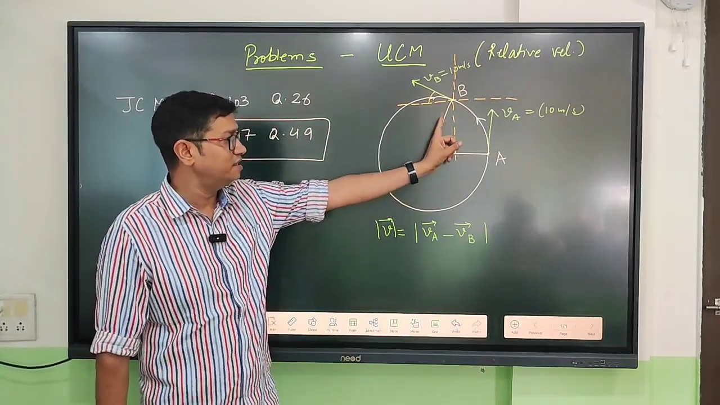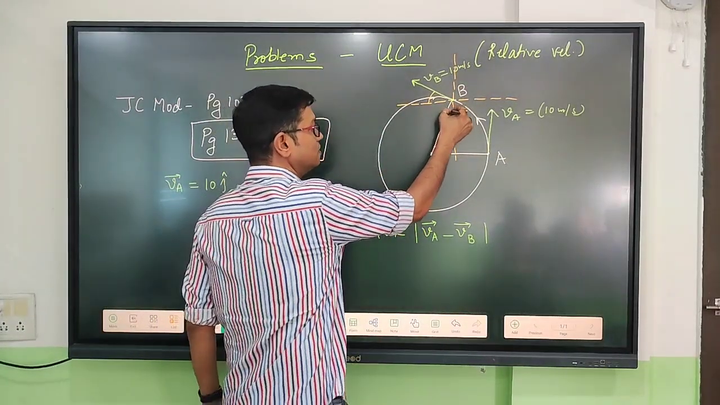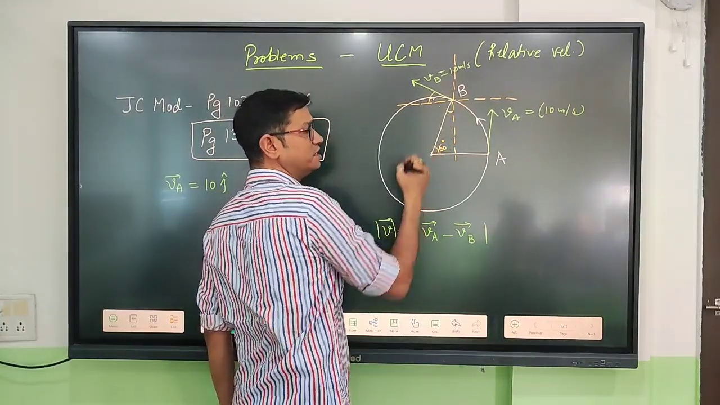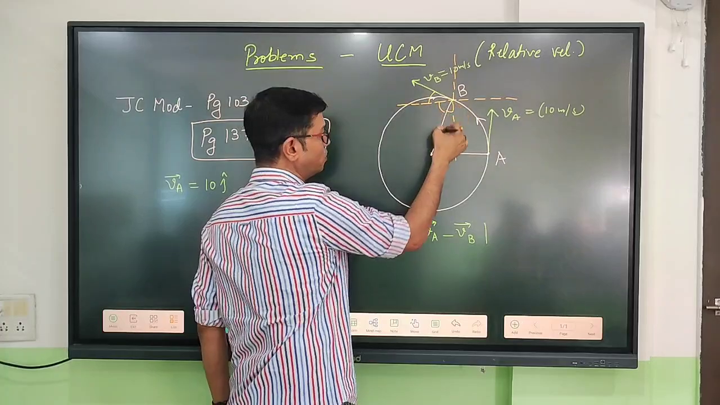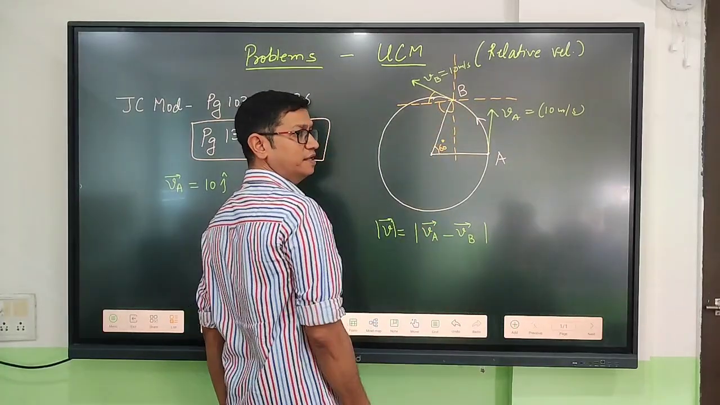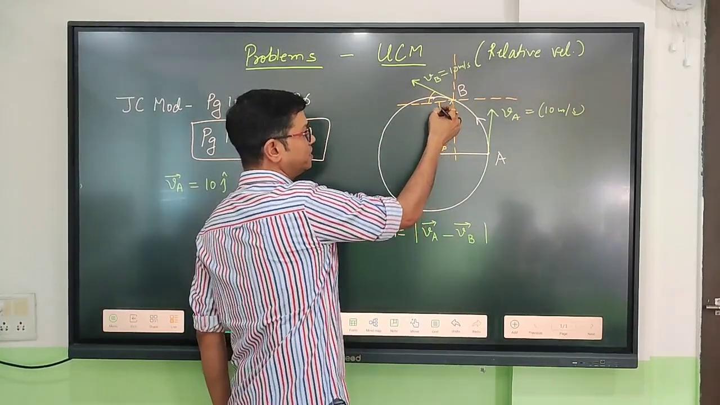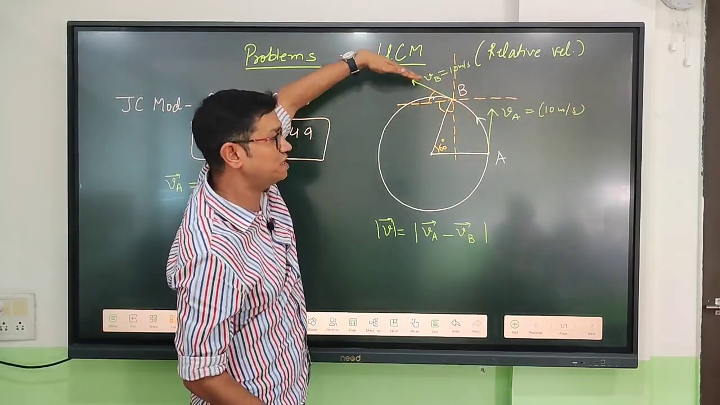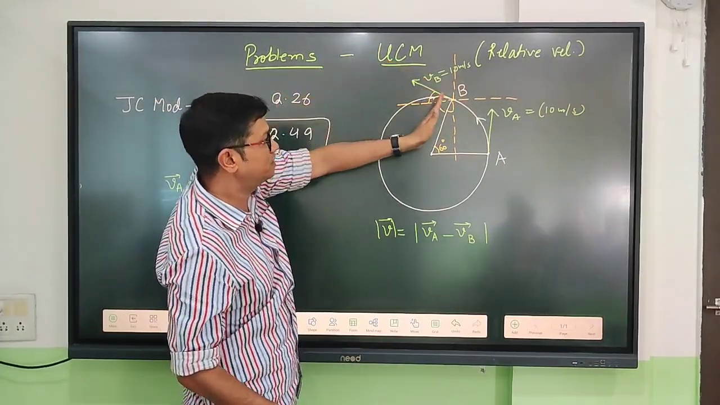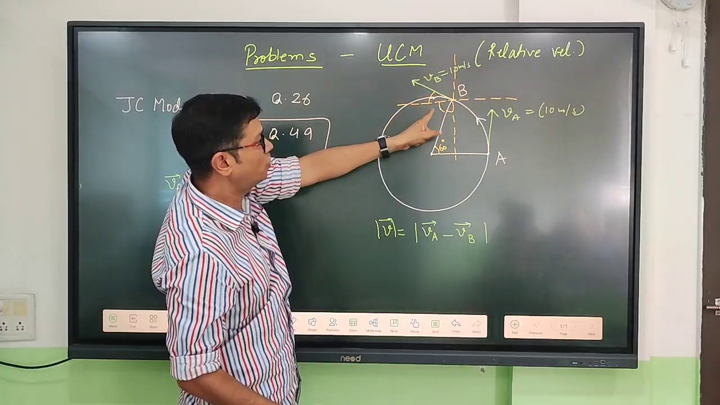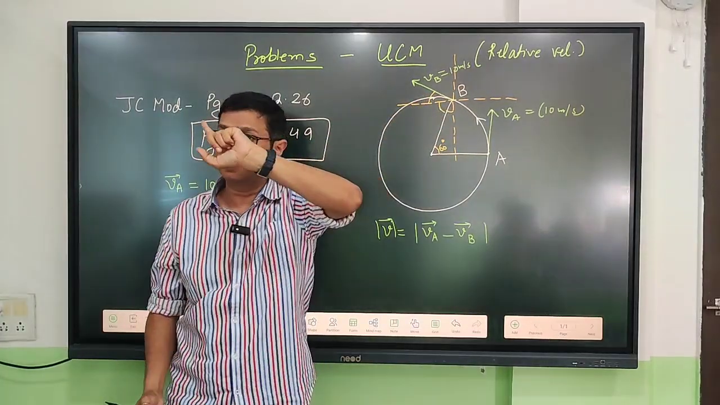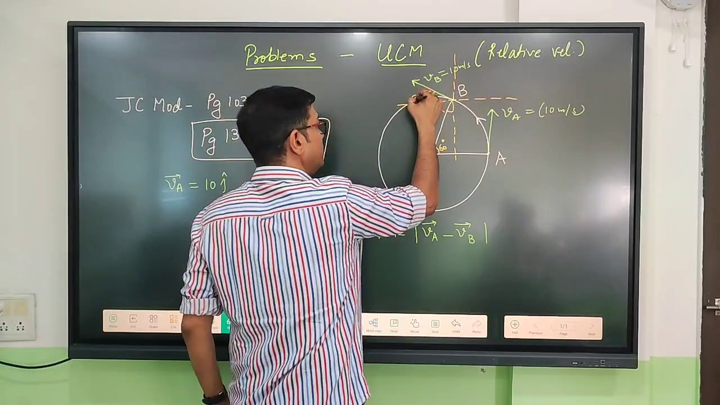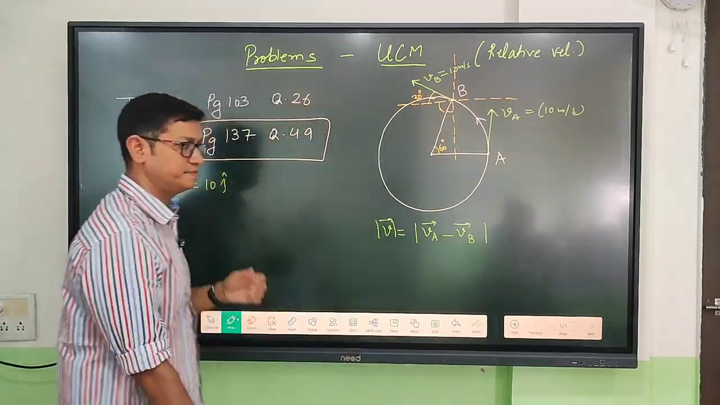90, 60, so this angle is 30. If this is 30, this is 60. Anyway, this is 60 because they are alternate interiors. So this is 60, this is 60. This is a tangent. We know that velocity is always tangent to the radius. So this complete angle is 90. So if this is 60, this is 30. Clear? So this will be 30 degrees.